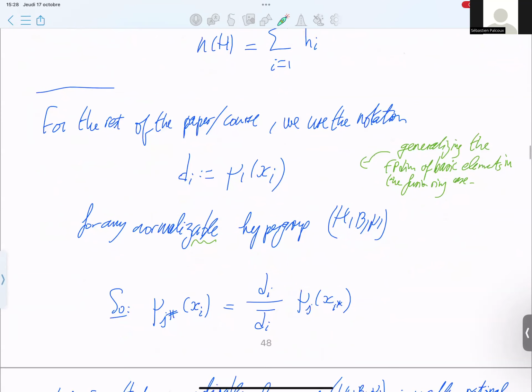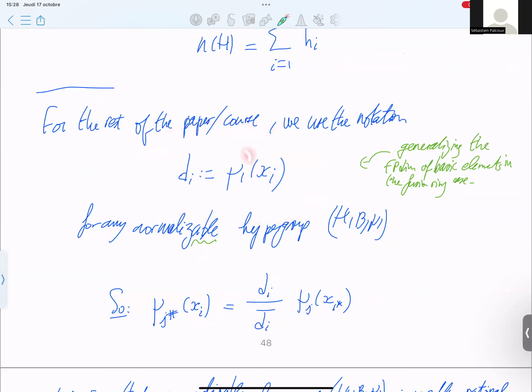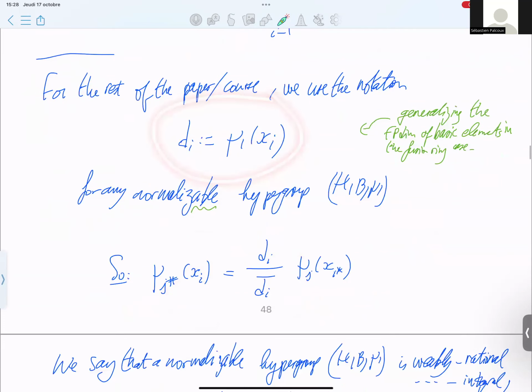Okay. So if xi are the basic elements of the hypergroup, the application of this specific linear character to xi is what we will call di. In a fusion ring, this is called the Frobenius-Perron dimension, the basic Frobenius-Perron dimension of the basic element. Here we have a hypergroup, we have the standard elements, but this is the same notation.